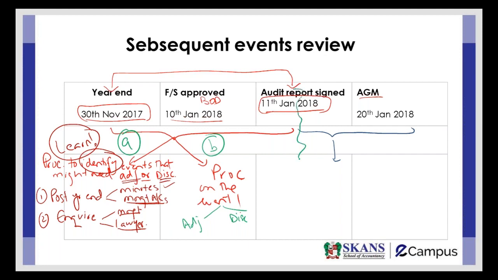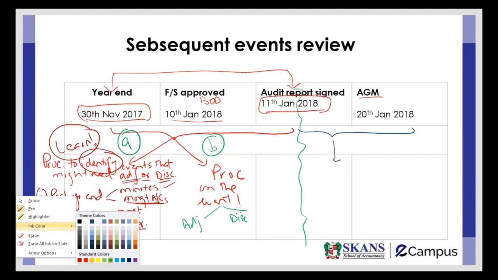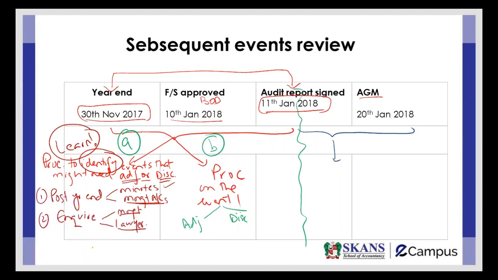Once the audit report is signed, so on the 11th of January I signed my audit report to say the financial statements give a true and fair view, in my opinion, etc., the audit report has now been signed. You don't need to do part A anymore. So you don't have to identify post year-end events yourself.